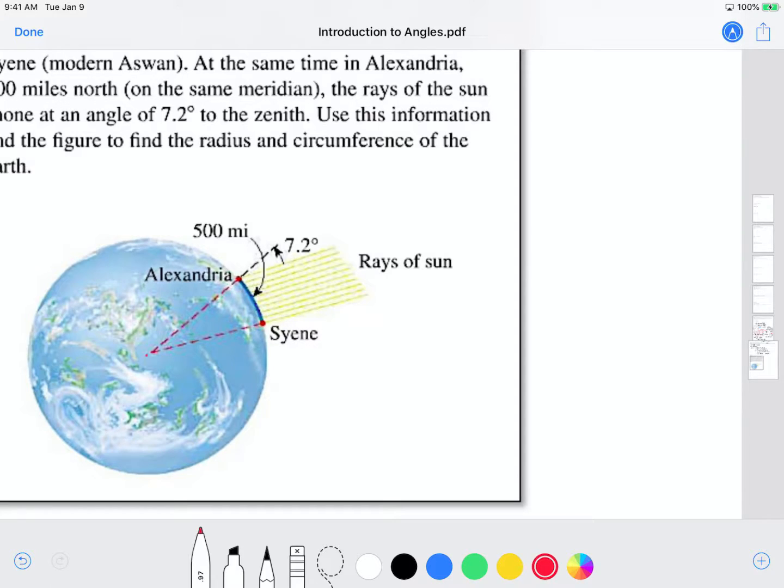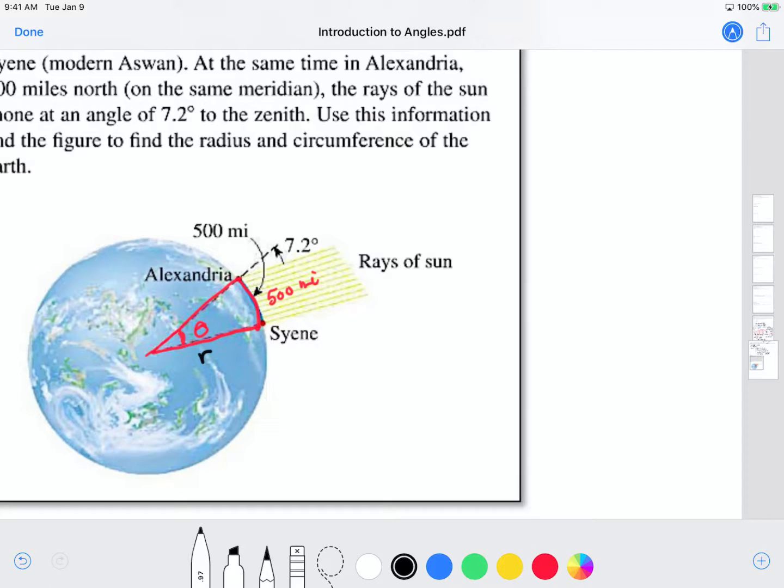So if we look at this picture, this is a sector. So we have a sector. It's telling us the distance between the two cities is 500 miles. So that's going to be our arc length. Now, we also need to know the degrees here of the central angle so that I could figure out what the radius is of the Earth.